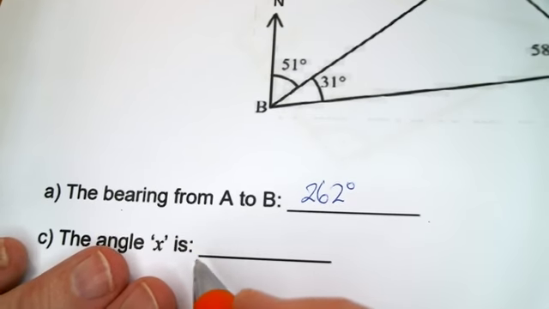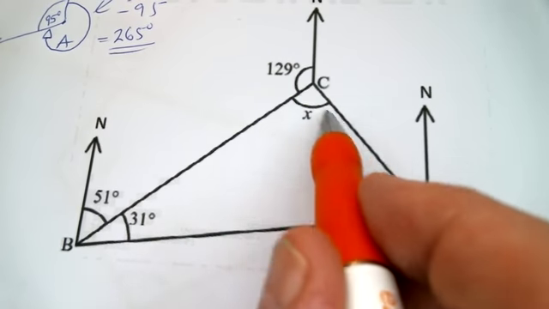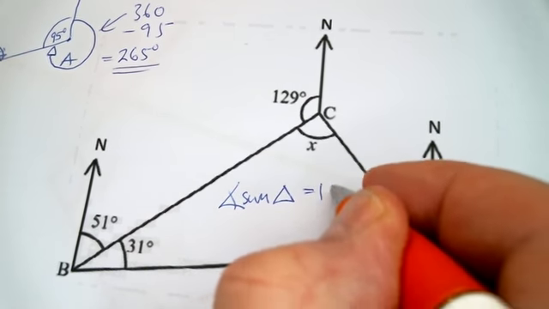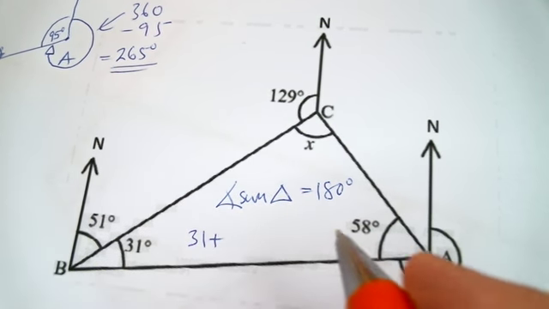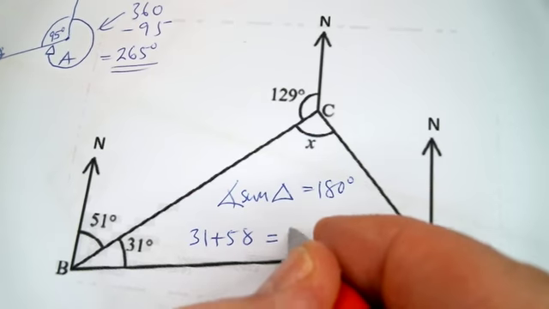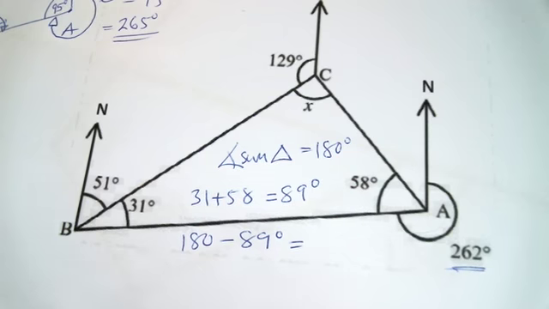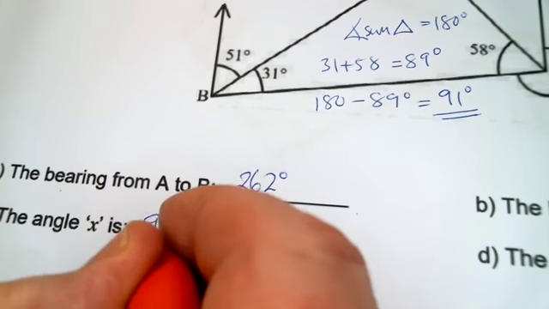Angle X is in a triangle. It's on the apex, or the top, of the triangle. We know the angle sum in a triangle is 180 degrees. So if I add up 31 and 58, that's 89 degrees, and if I take 180 and subtract 89, I end up with 91 degrees. So angle X is 91 degrees.